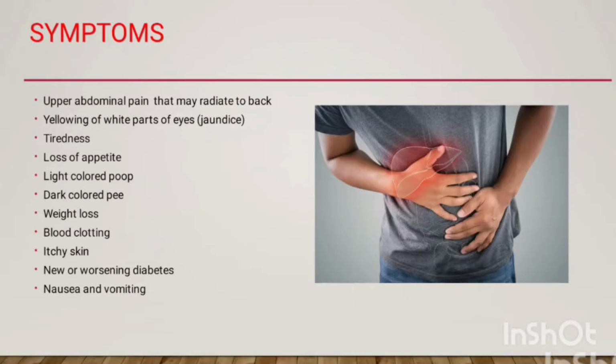Yellowing of white parts of the eyes, tiredness, loss of appetite, light colored poop, dark colored pee, weight loss, blood clotting, itchy skin or irritation on the skin of the patient, new or worsening diabetes as well, and the person presents with nausea as well as vomiting. So basically these are the main signs and symptoms of a pancreatic cancer patient.